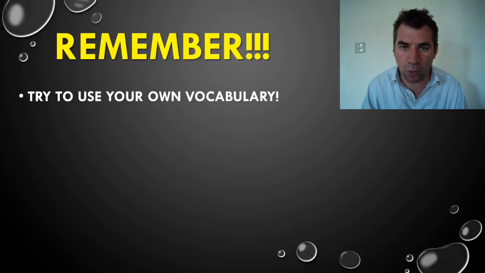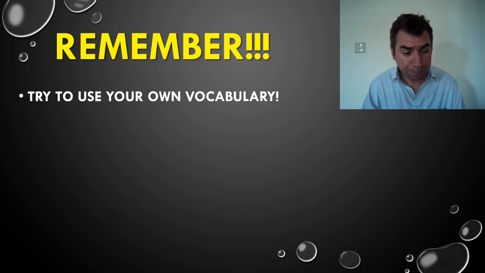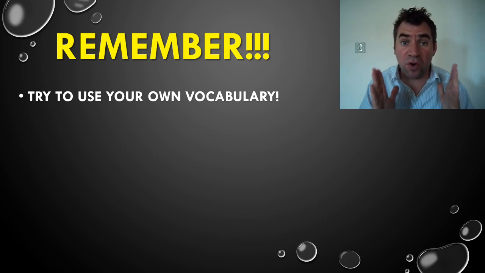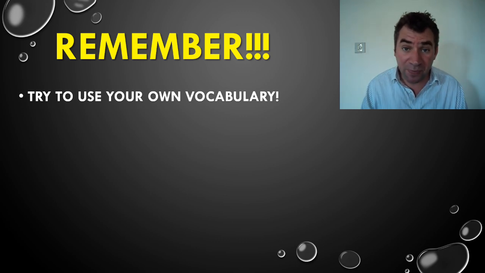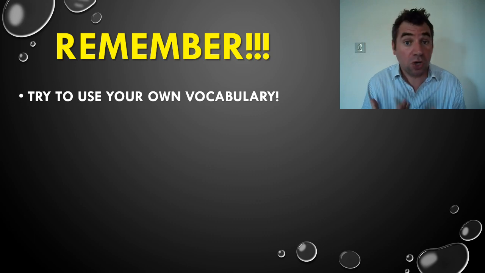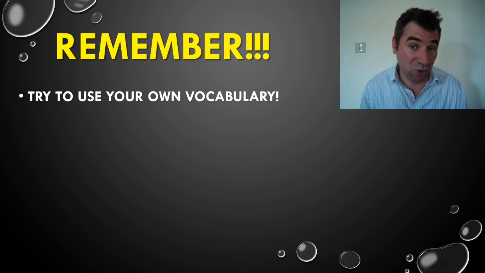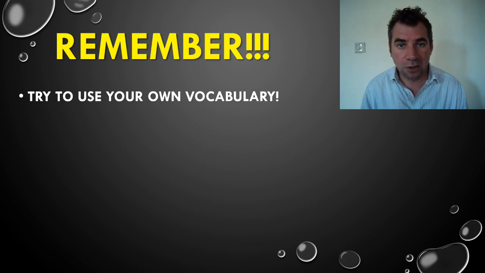Things to remember when you're doing this part of the exam. Try to use your own vocabulary. That's right, the examiners want to see something called language independence, which means you can use your own language. You don't rely on the book, and also you don't just rely on what your partner says. If you just keep copying what your partner says, you're going to lose marks as well.